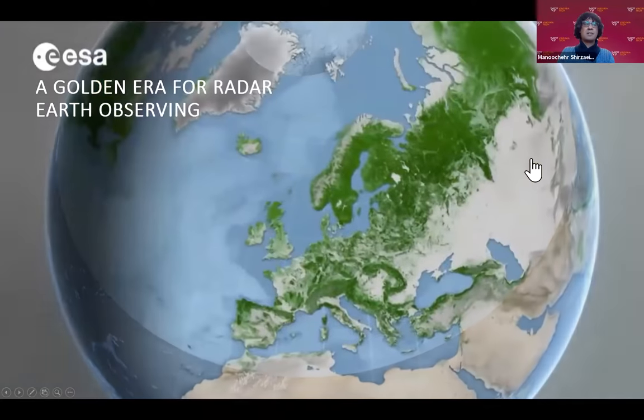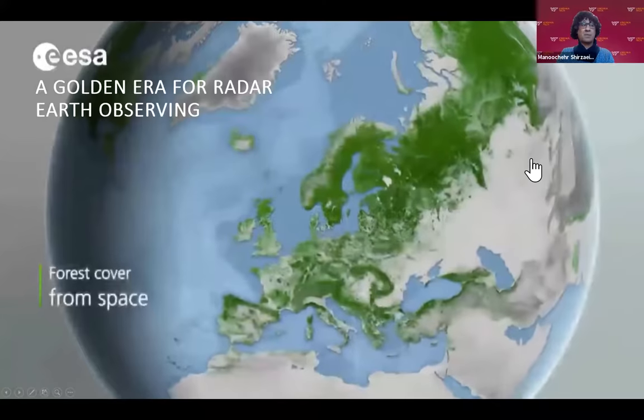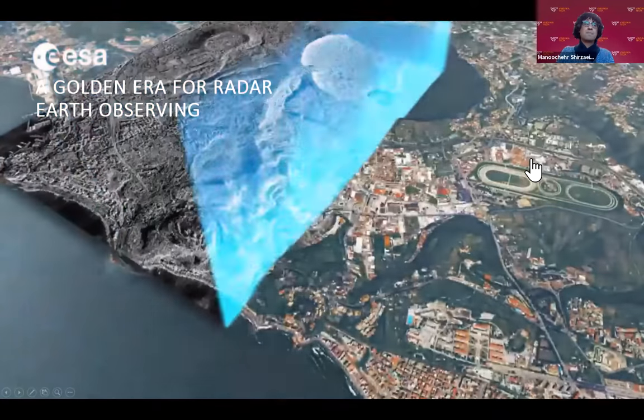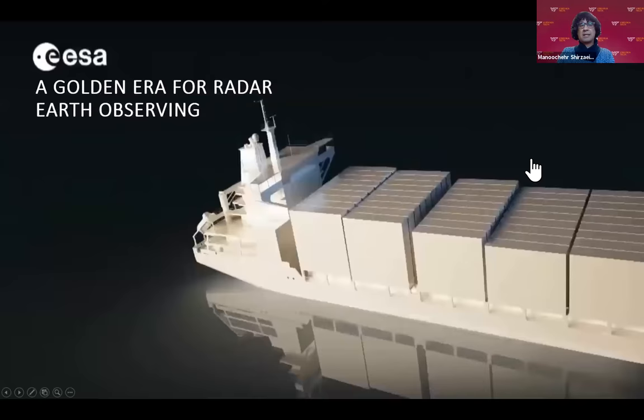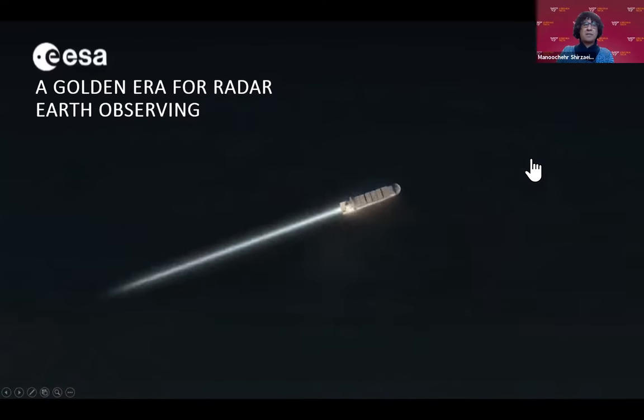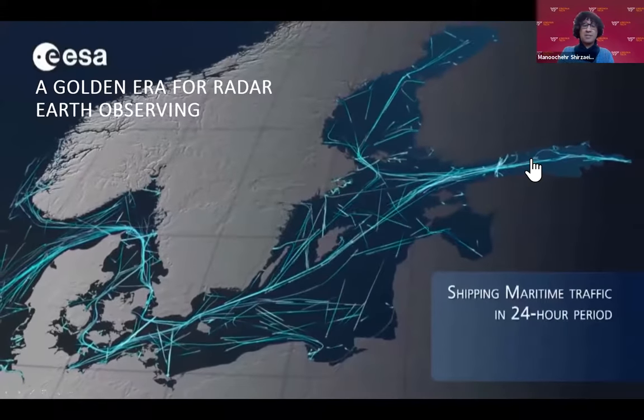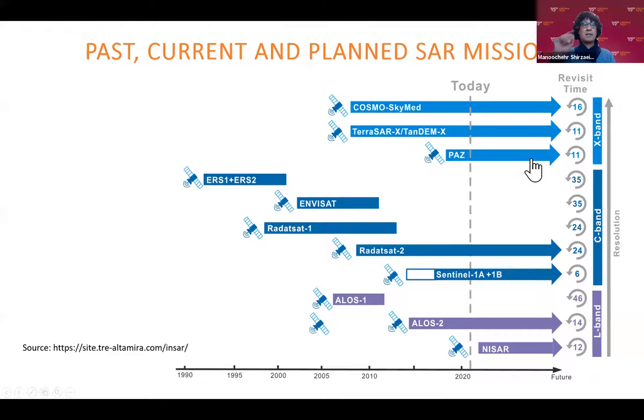By using this data, we can create all different kinds of maps, for example the map of the biosphere, and study geohazards. And also we can help with the safety of maritime operations by detecting icebergs and so on, and many other applications. So the whole journey started probably in 1990 for the civil applications with the ERS-1 satellite launched in 1990.